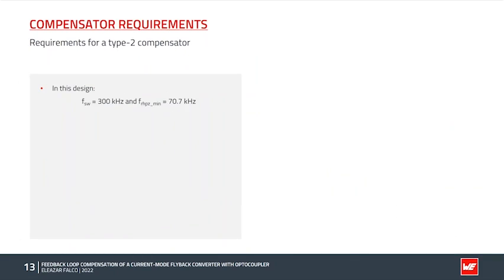In this design, the switching frequency is 300 kHz, and the resulting minimum right half plane zero frequency is around 70 kHz. The right half plane zero is clearly the limiting factor in this case, and the crossover frequency will need to be set lower than 14 kHz. For this design, we will select a slightly lower crossover frequency of 10 kHz.